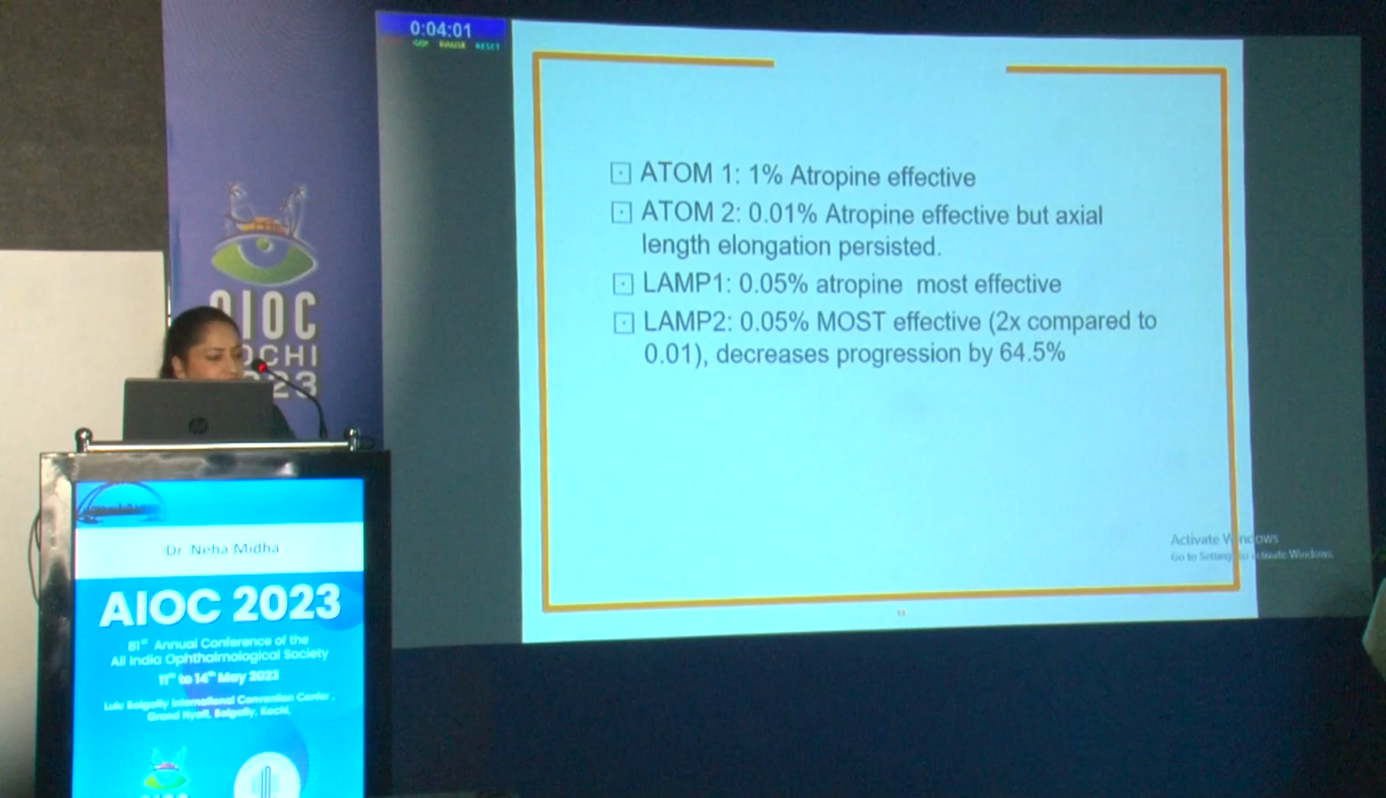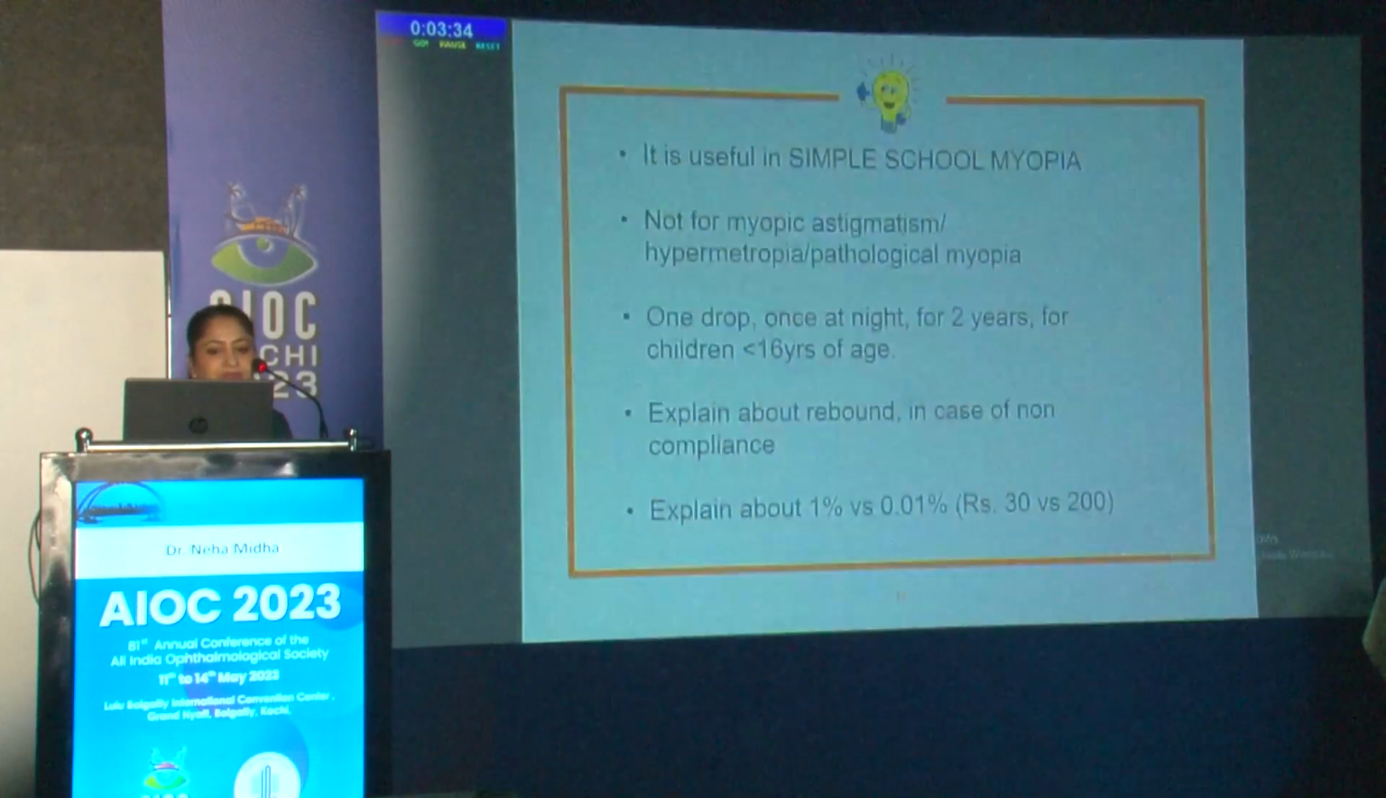LAMP 2, that was the final phase of the study, also said that 0.05% atropine is the best strength by all means, and its effect is double as compared to 0.01% atropine, and it decreases myopia progression by 64.5%. So yes, the studies do say that 0.05% is the ideal concentration. However, it is still not commercially available, and we can start with 0.01%.